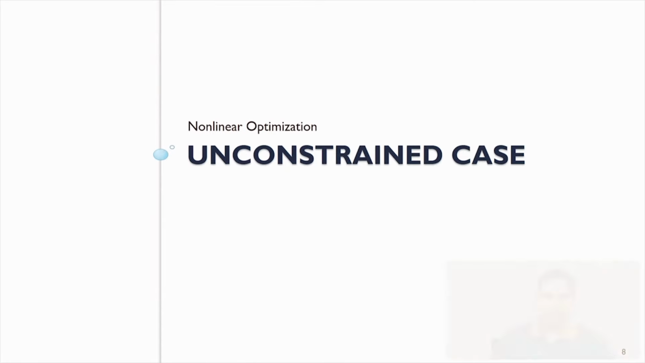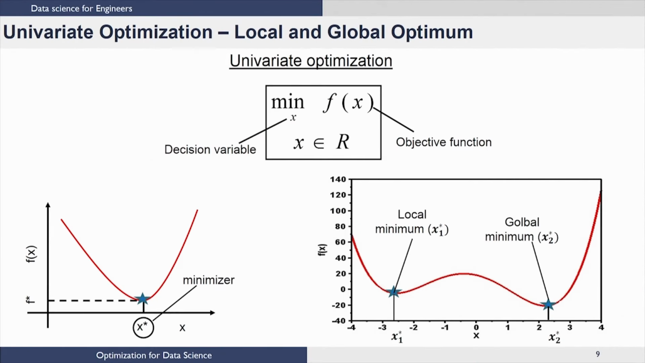So, I am going to start with the simple case of a nonlinear optimization problem, the unconstrained case, that is, there are no constraints. Let us start with a very simple unconstrained optimization problem called a univariate optimization problem. And in this slide, I am going to explain this univariate optimization problem and the ideas of local and global optimum. So, what do we mean by univariate? When we say it is a univariate optimization problem, there is only one decision variable that we are trying to find a value for.